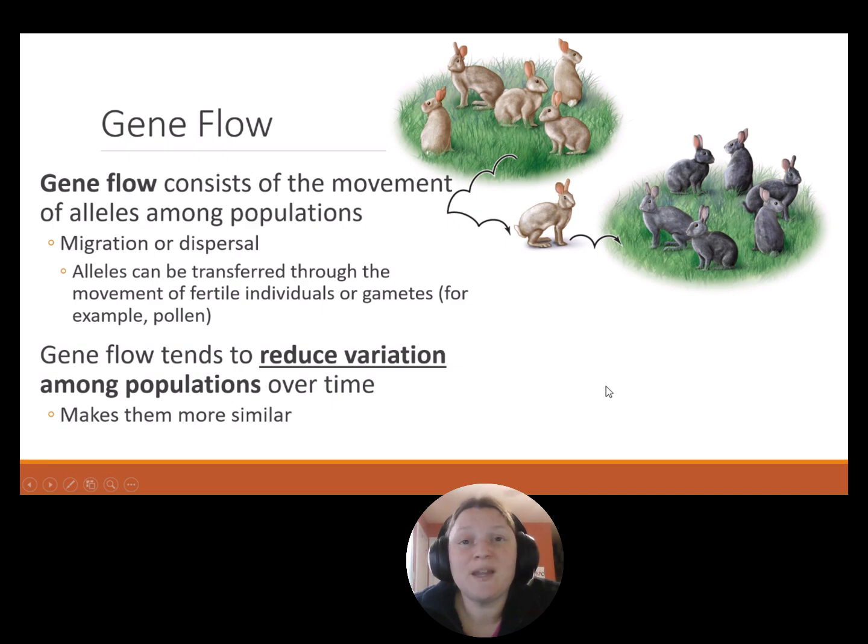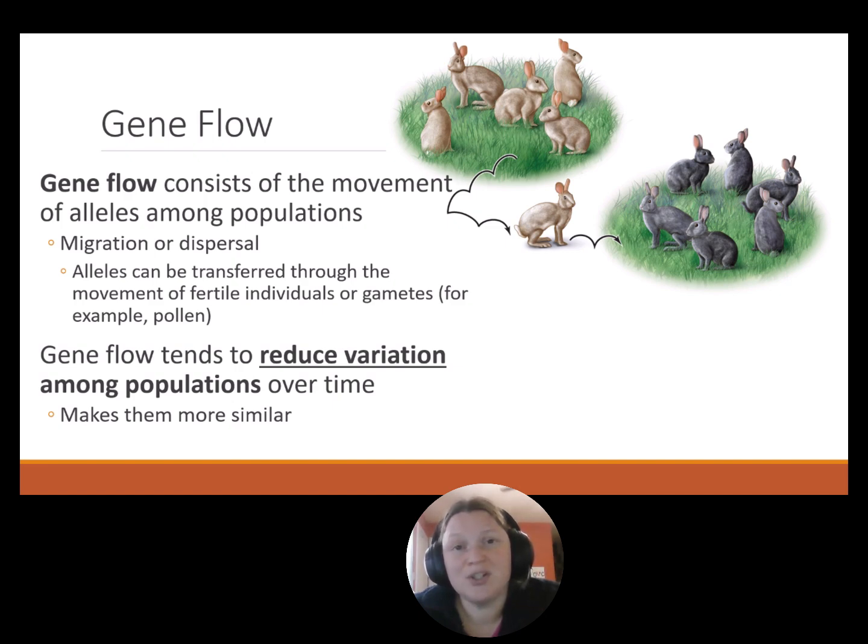All right, our 4th mechanism of evolution is gene flow. Gene flow, also known as migration, is when individuals move between 2 established populations, and when they migrate, they take their alleles with them, and then they pass those alleles on to the next generation. So gene flow tends to reduce variation between 2 populations over time. It makes them more similar. This is the only mechanism that keeps populations similar to each other, rather than making them different.